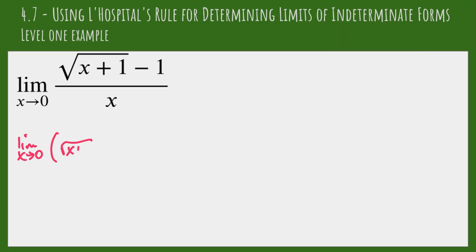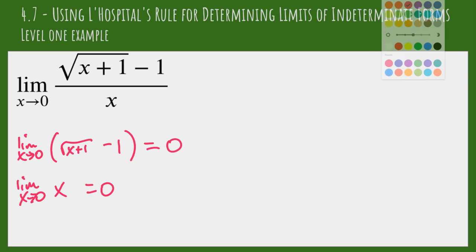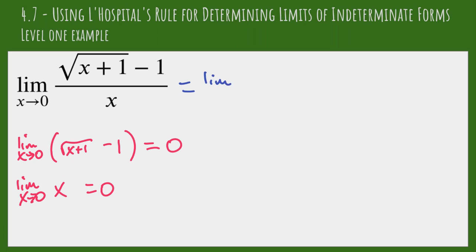So square root of x plus 1 minus 1, plugging 0 in. This is just a direct substitution limit for just the numerator. This is just plug 0 in for x. So we get that 0 over 0, so we're going to take derivatives here. So keep the limit the same. Limit as x approaches 0.